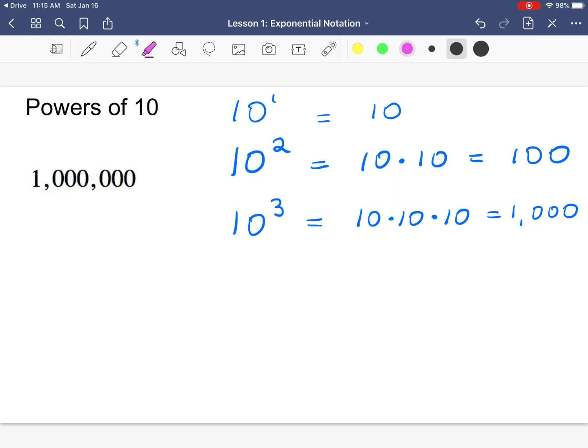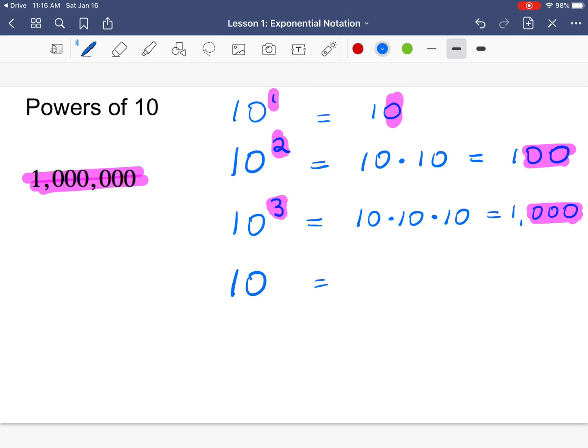And I want to point out to you that the exponent matches the number of zeros in the 10. So we've got 10 to the power of 1 is 10, just 1 0. 10 to the power of 2, when you multiply it out, 2 zeros. 10 to the power of 3, 3 zeros. And so when we have a large number like 1 million, which we have here on the left-hand side, that would be 10 to the power of, count the number of zeros, 6.